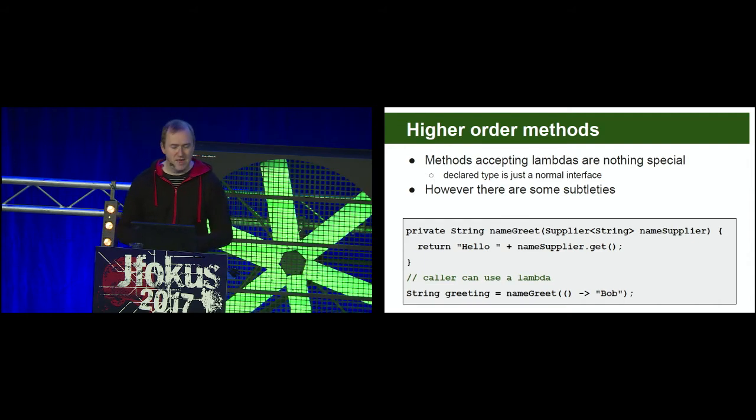So higher order methods, if you've ever heard of them, they're just methods that accept lambdas. But because a method accepts a lambda, well, they're just interfaces with one abstract method. And that just means the method signature is nothing special. The method name greet, taking a supplier of strings, well, that's the same kind of method signature we might have written in the past. The lambda is easier for the caller. The person writing the method to accept the lambda doesn't really have to do that much special, which is nice and simple. It fits into the language very well.